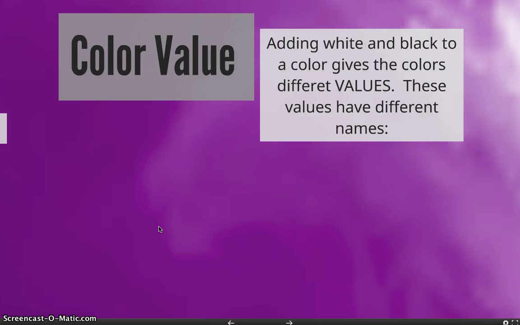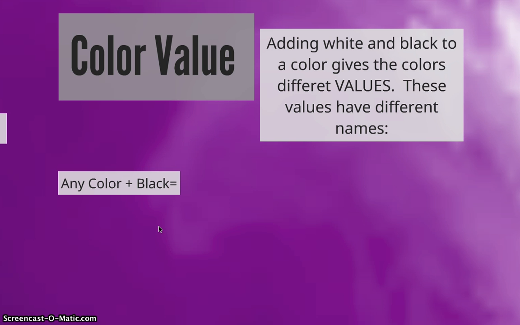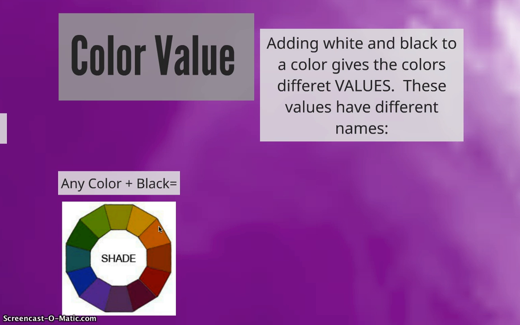Alright, color value. Both black and white are kind of like primary colors. You cannot mix to make them. And when you add them to a color, they give color values. These values have different names. When you add black to a color, you get a shade. So shades are colors like navy blue or forest green. They're the darker versions of those color wheel colors.